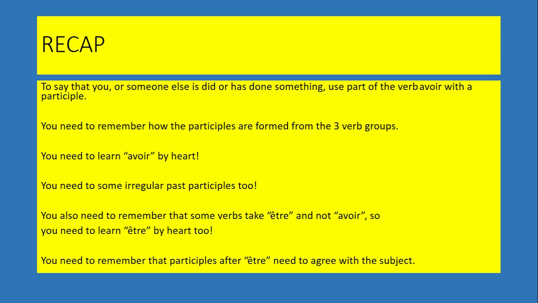And finally, you need to remember that if you're using a past participle with être, then you will be using a past participle if you're making a past tense. These participles need to agree with the subject, so add an E to make it feminine and add an S to make it plural. If it's feminine and it's plural, add an E and an S. That's all you need to know.